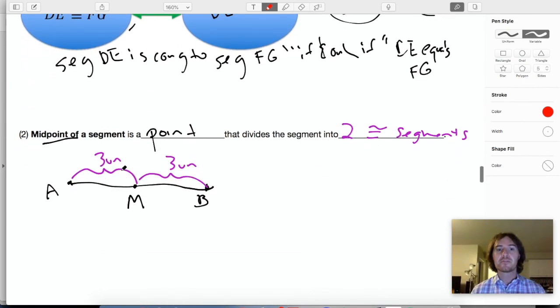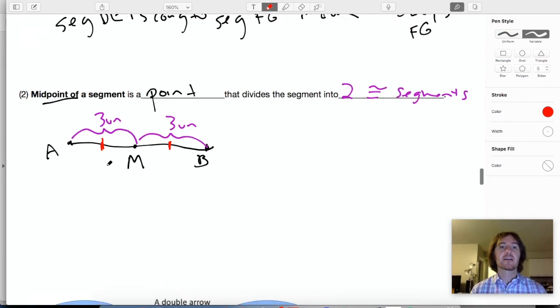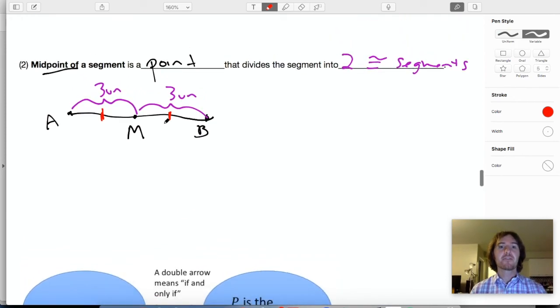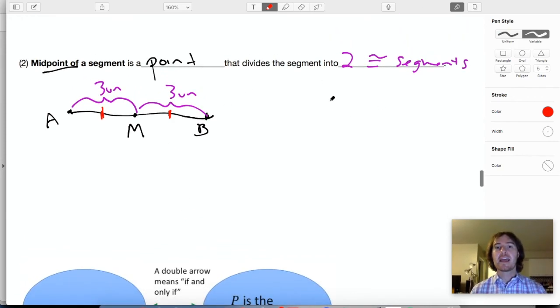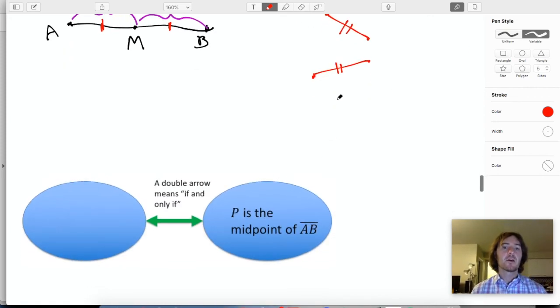So M is the midpoint of segment AB if and only if AM is congruent to MB. That would be enough to prove that M is the midpoint of this. Remember, if I had a diagram and I wanted to show that other segments were congruent, I could do 2 tick marks. The number of tick marks corresponds to whatever is congruent in another diagram. Anyways, that'll come up a little bit later. The double arrow means if and only if.